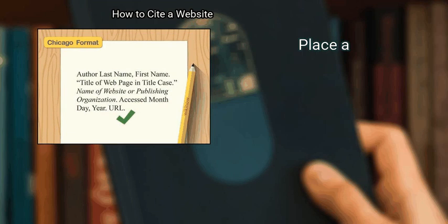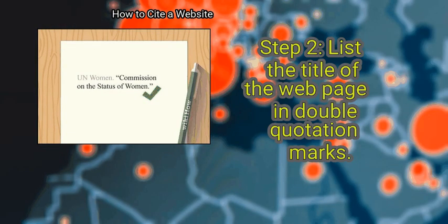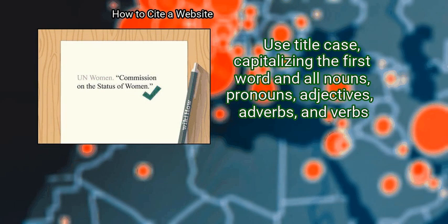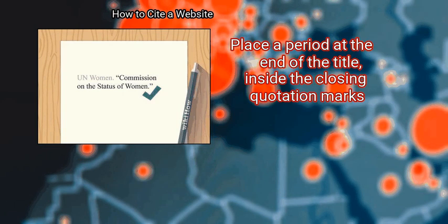Place a period at the end of the name. Step 2. List the title of the web page in double quotation marks. Use title case, capitalizing the first word and all nouns, pronouns, adjectives, adverbs, and verbs. Place a period at the end of the title, inside the closing quotation marks.